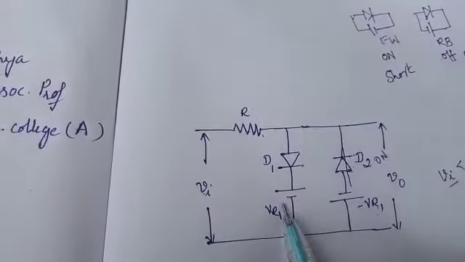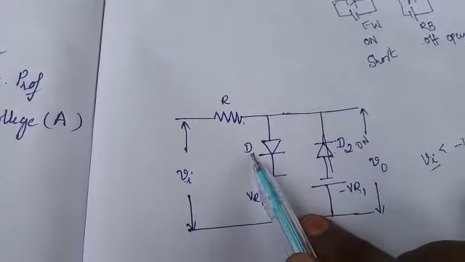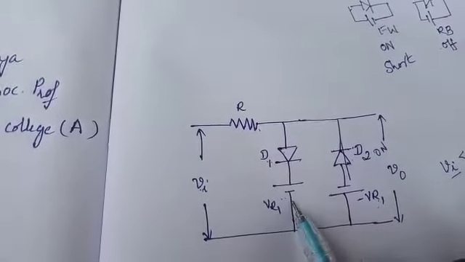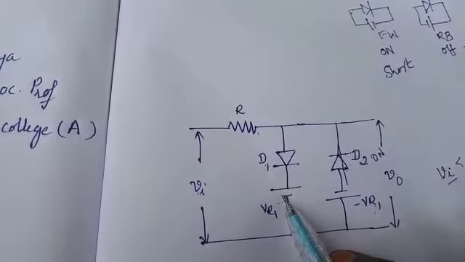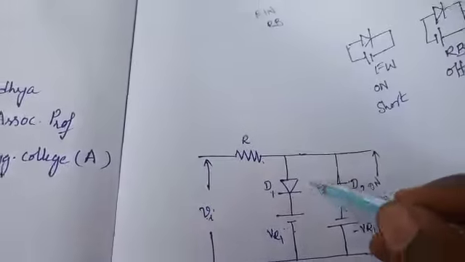Now coming to diode D1, here the Vi value is less when compared to minus VR1. So the Vi value is less, and if minus VR1 is more, then plus VR1 is also more, so diode D1 is in reverse bias, such that it is in the off condition.